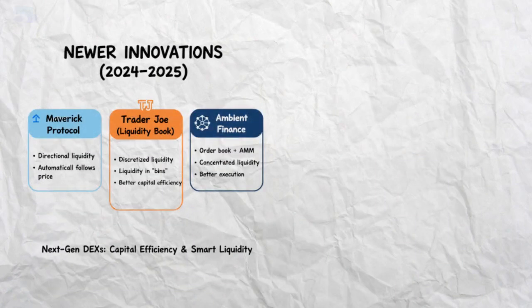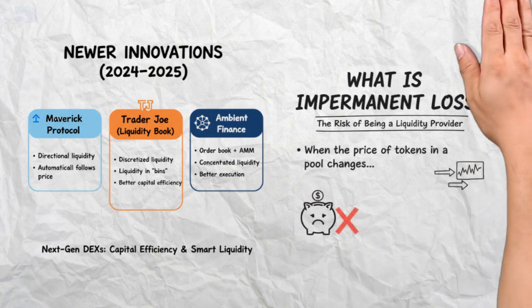Newer innovations, 2024 to 2025. Maverick Protocol: directional liquidity that automatically follows price movement. Trader Joe: liquidity book, discretized liquidity in bins for better capital efficiency. Ambient Finance: combines order book elements with AMM for better execution. The good news: trading fees can offset impermanent loss, especially in high-volume pools.